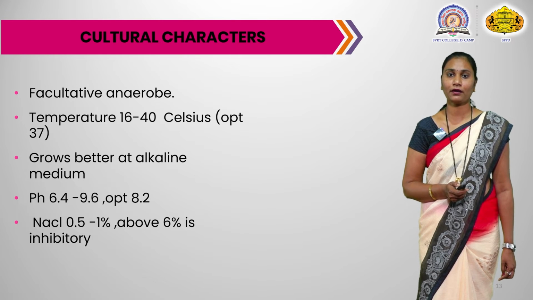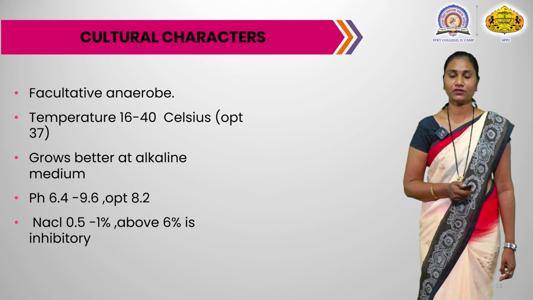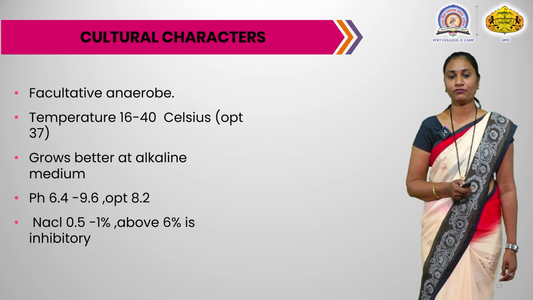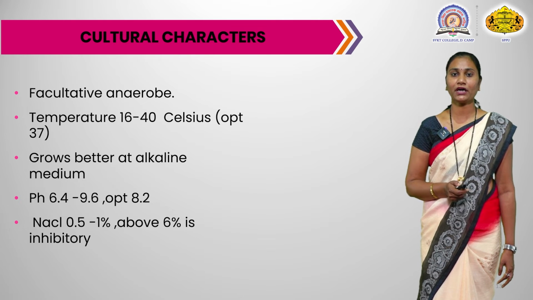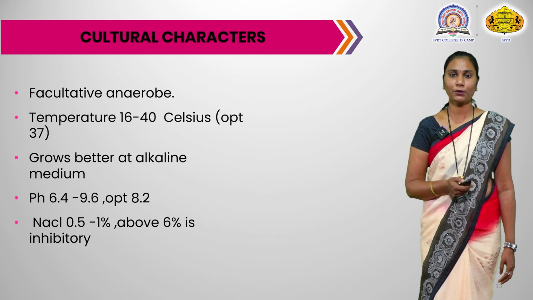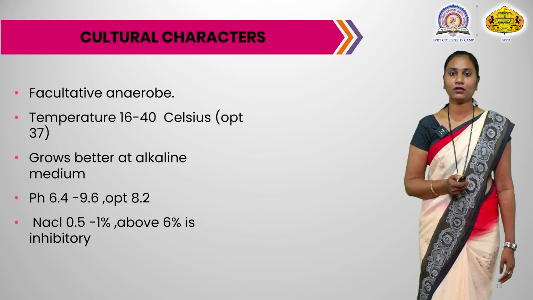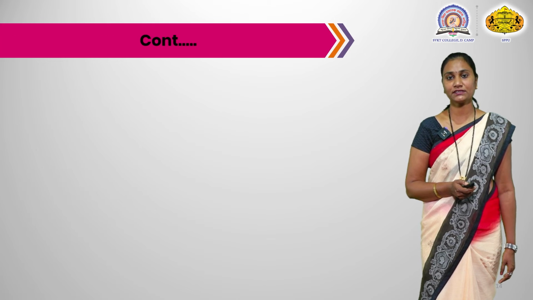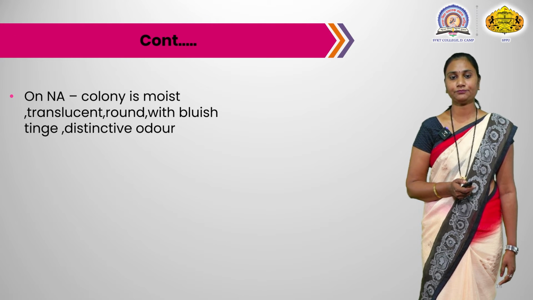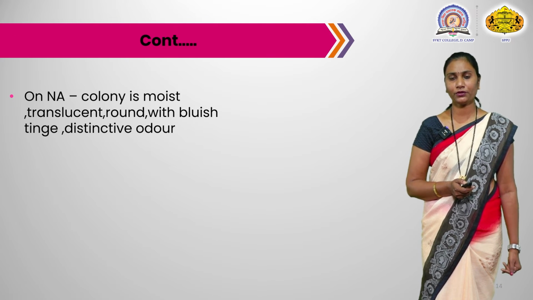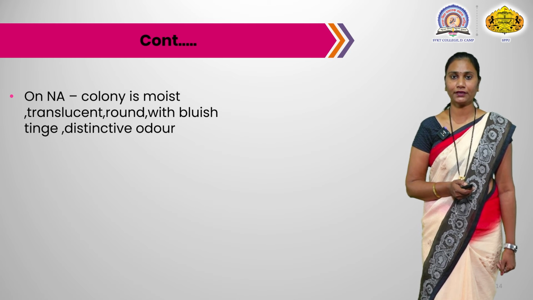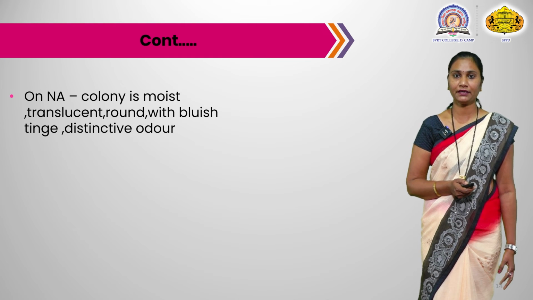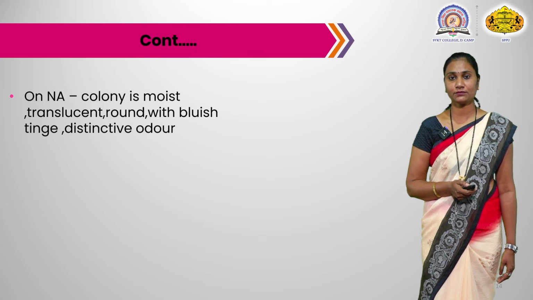Generally the genus Vibrio is halophilic. They generally require a higher concentration of salt for their growth and development. But Vibrio cholerae requires a lower concentration of salt as compared to other Vibrios. So it basically requires 0.5 to 1% salt concentration, and its growth is inhibited at about 6% NaCl. Now when you are going to culture this organism on nutrient agar, the pH should be maintained within the range where the organism generally grows.